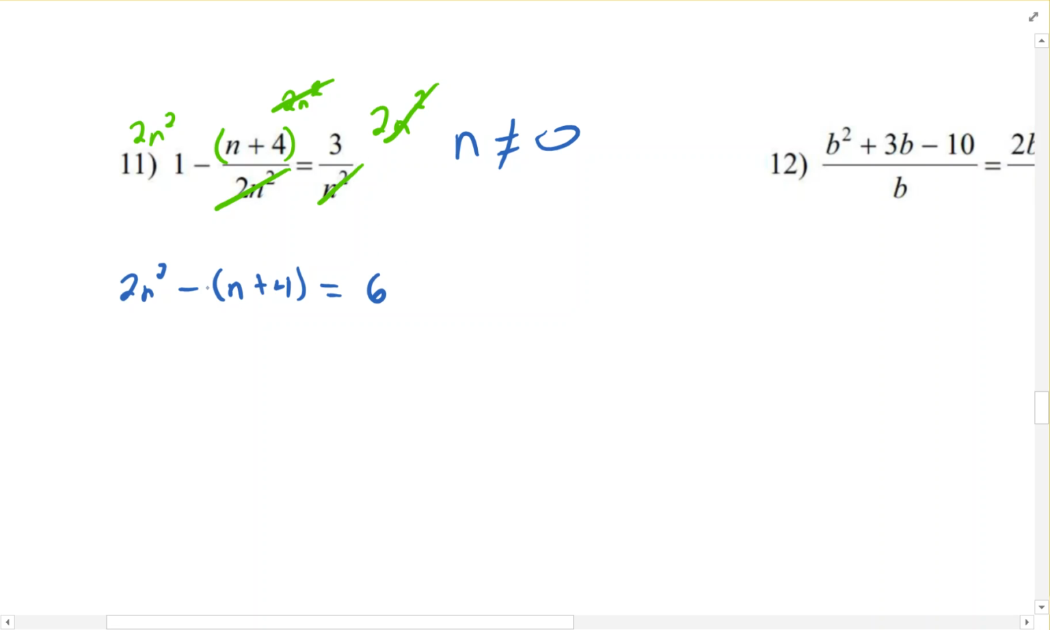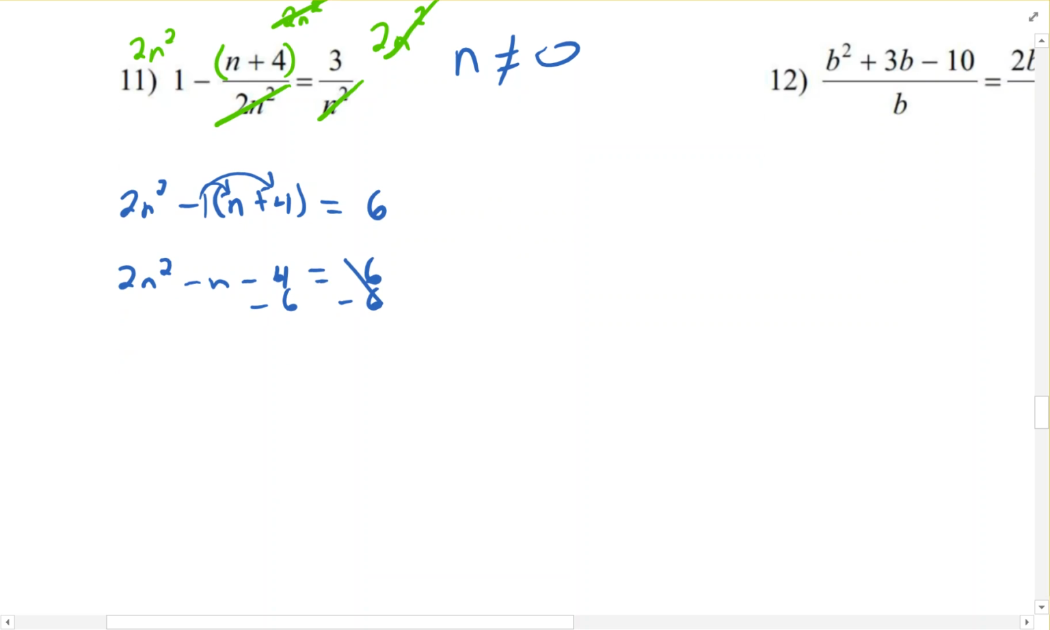Now let's expand this. This is like a negative 1. I'm going to multiply that by both those things. So we're going to have 2n squared minus n, and then minus 4 is equal to 6. Now let's bring this 6 back to the other side. So we're going to subtract 6. So we've got 2n squared minus n minus 10.